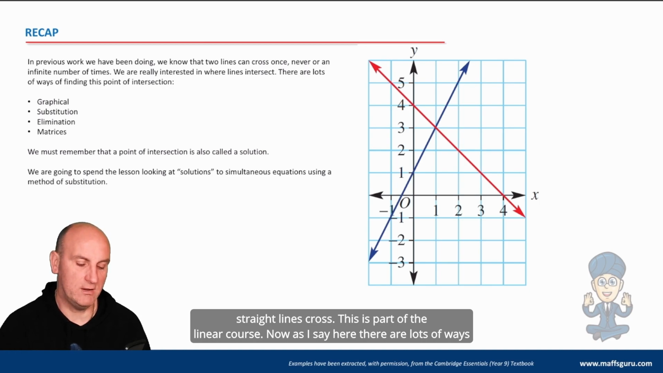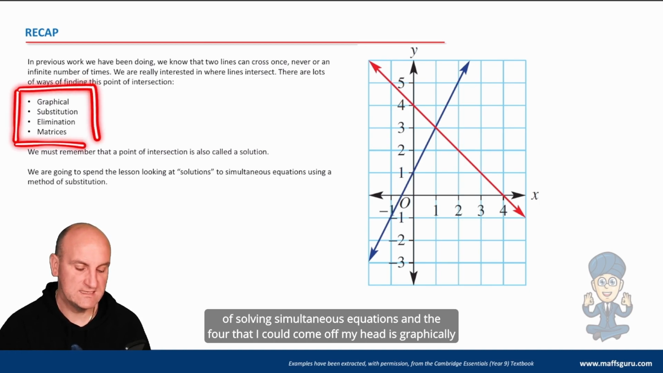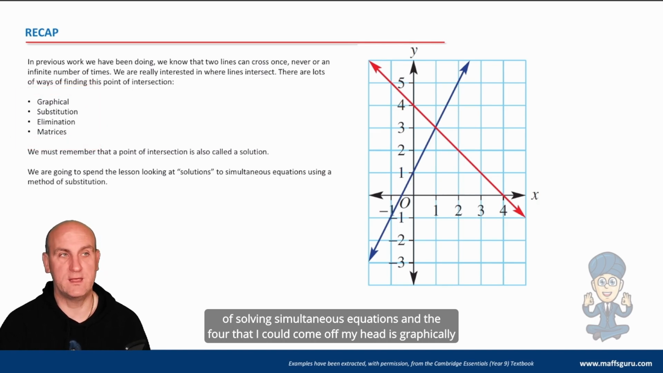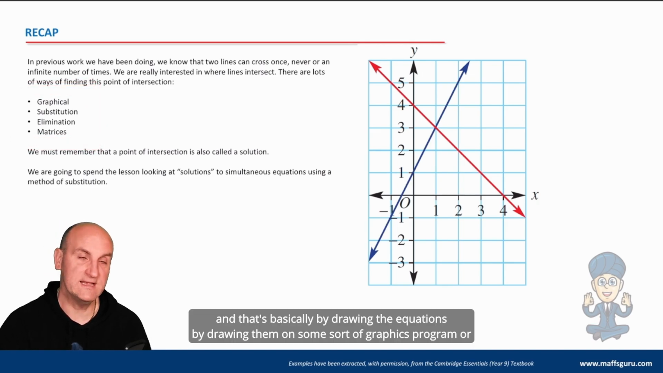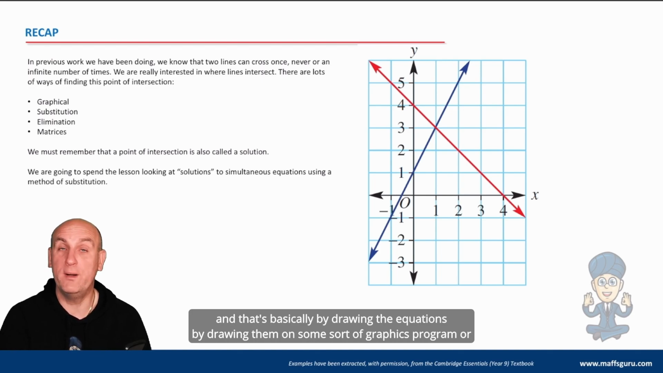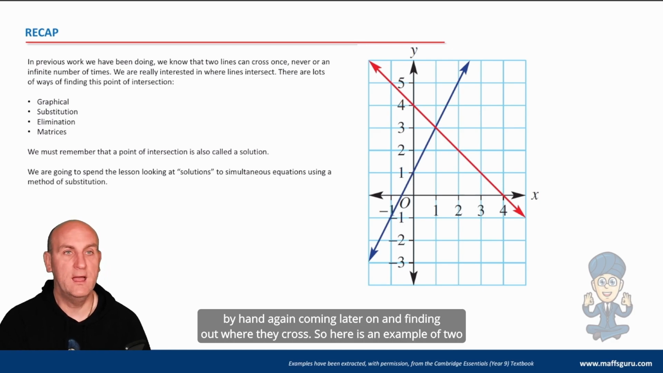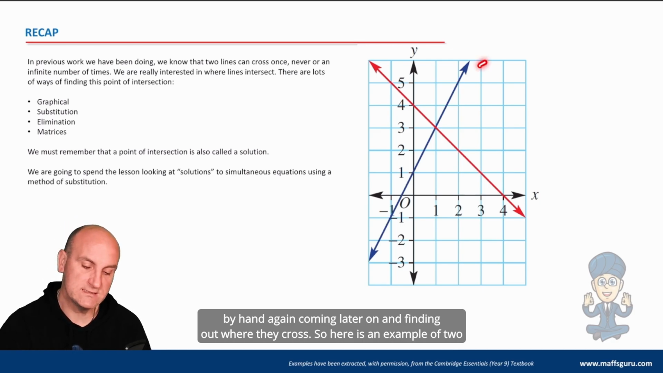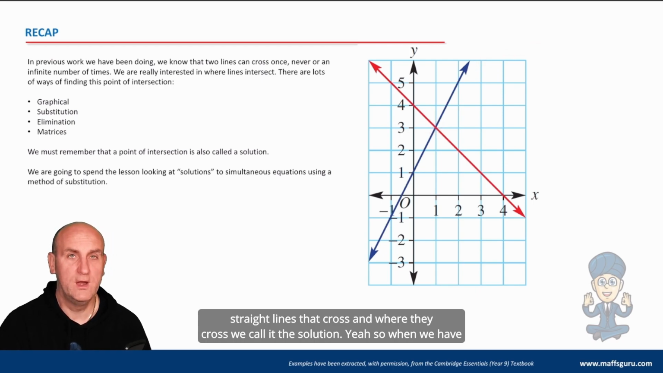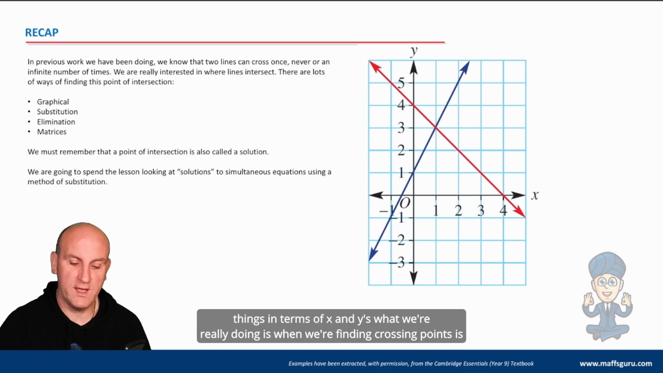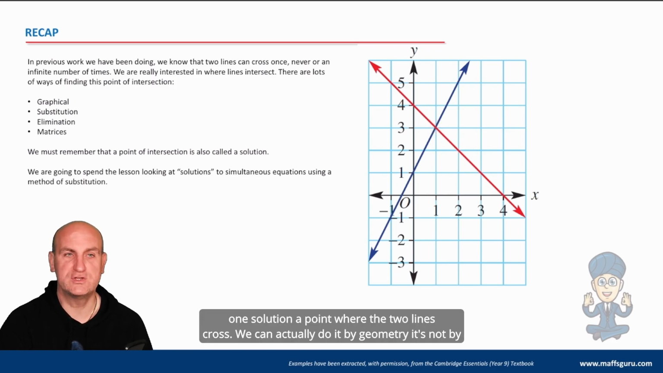Now, there are lots of ways of solving simultaneous equations. The first is graphically, and that's basically by drawing the equations, on some sort of graphics program or by hand, again coming later on, and finding out where they cross. So here is an example of two straight lines that cross. And where they cross, we call it the solution. So when we have things in terms of x and y, what we're really doing is finding crossing points: one solution, a point where the two lines cross.